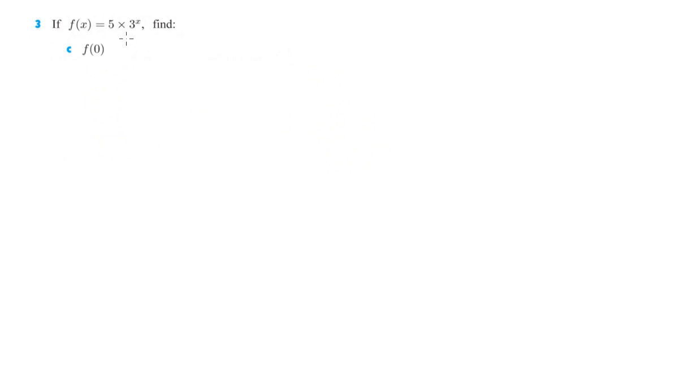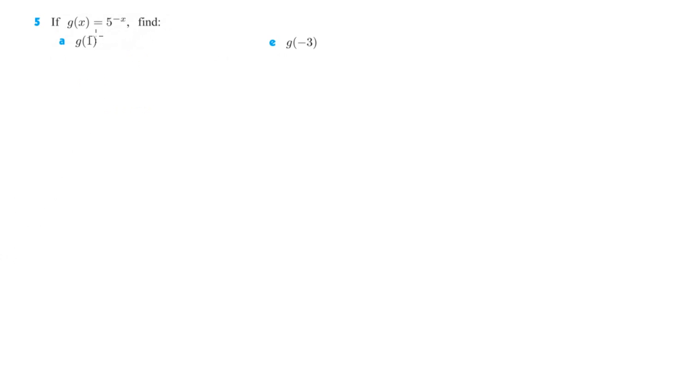Number 3, if f of x equals 5 times 3 to the x, find f of 0. So we're basically just going to put 0 in for the x here, right? Anything to the 0 power is 1, so this is going to be 5 times 1. So it's just going to equal 5. So f of 0 is 5.